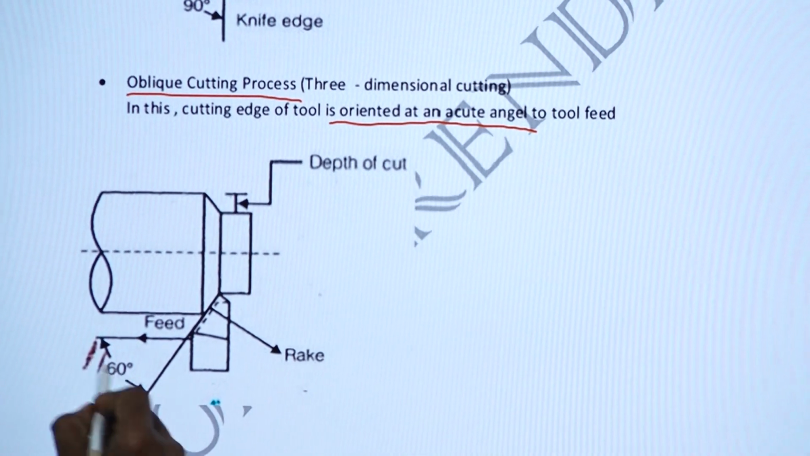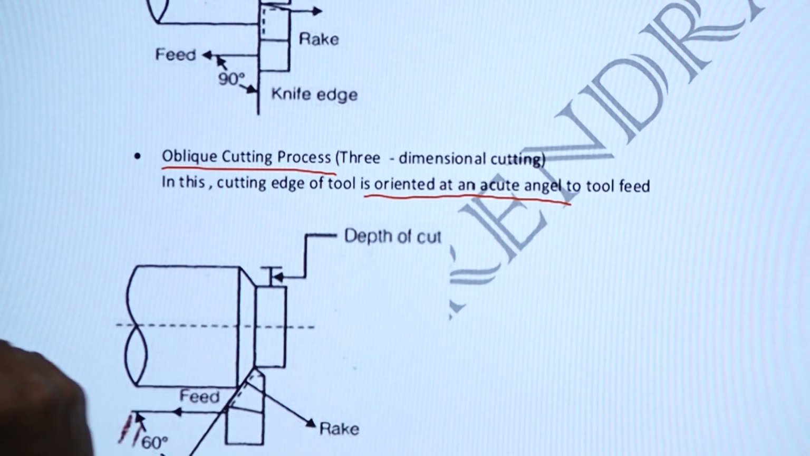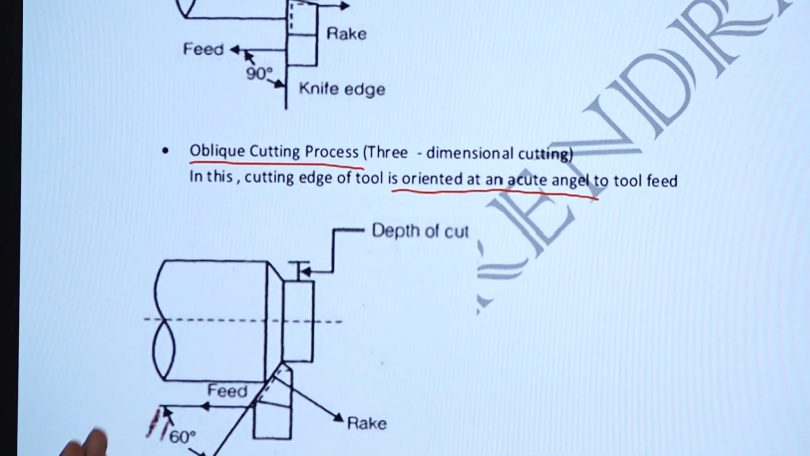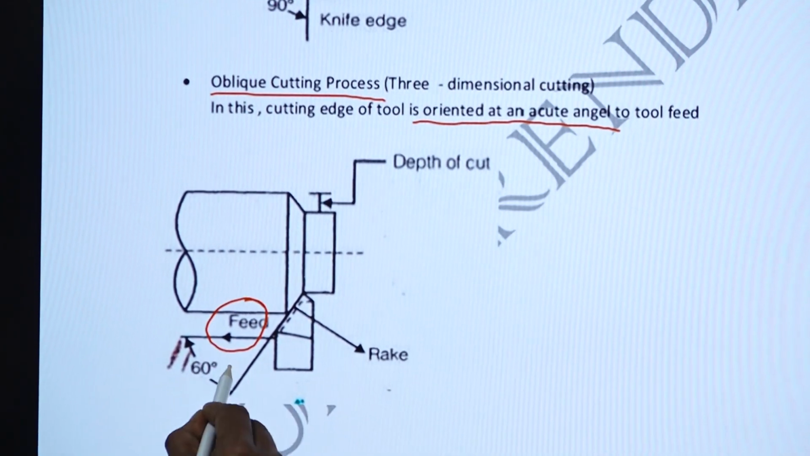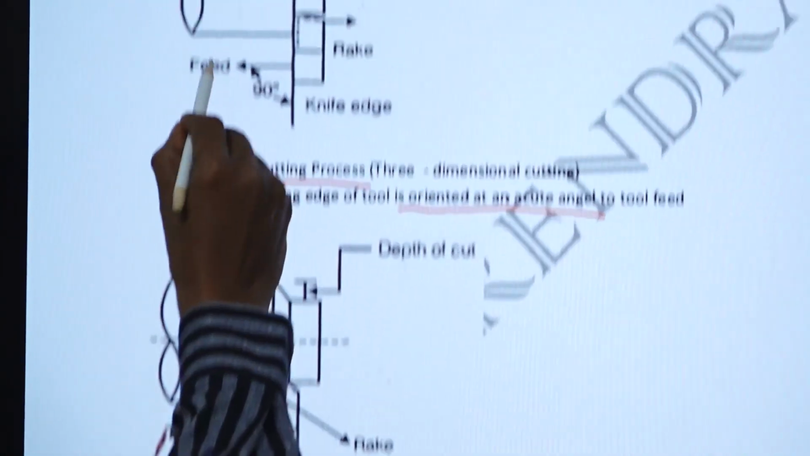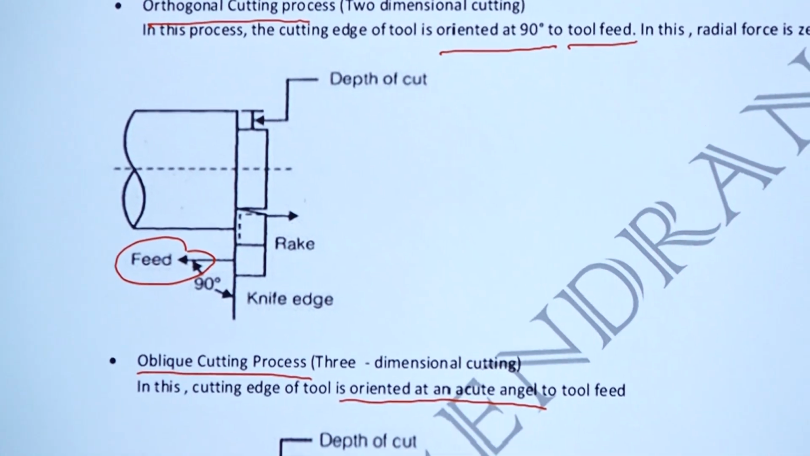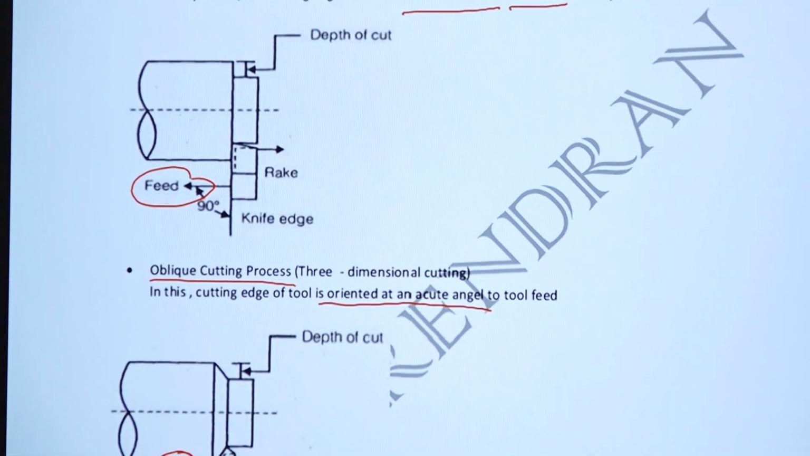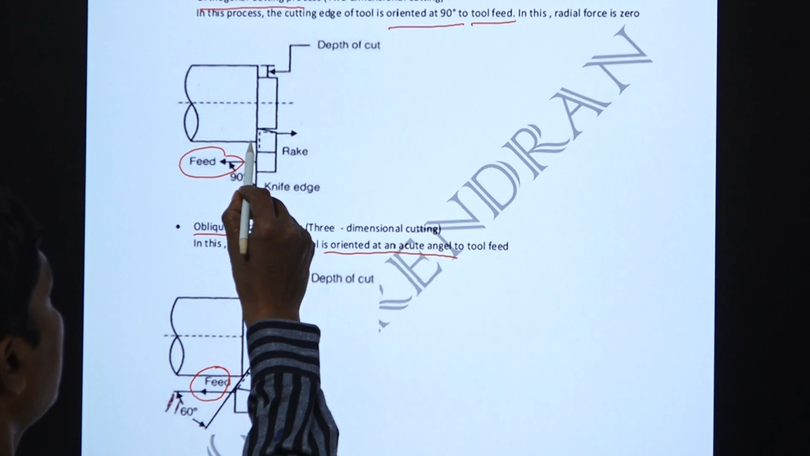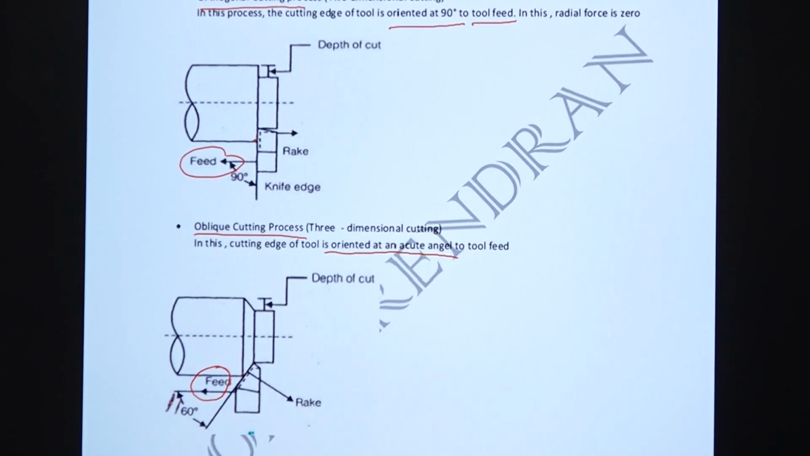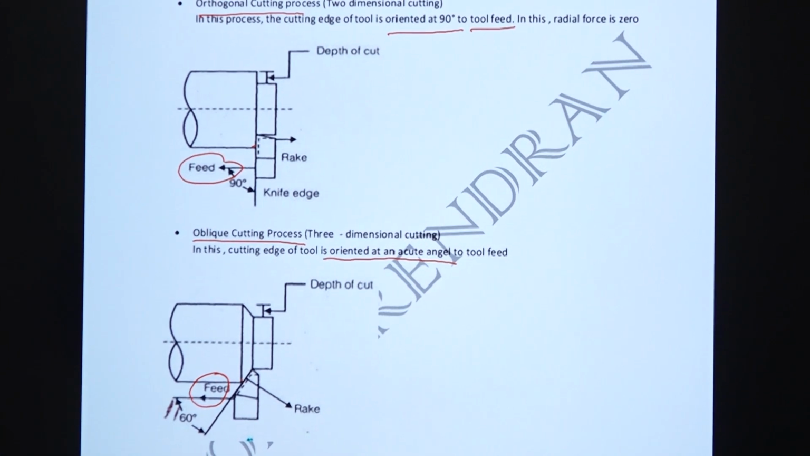You can see the diagram. Here the cutting edge is at 90 degrees, and here the cutting edge is at 60 degrees. This is the feed direction. With respect to the feed direction it is 60 degrees here and 90 degrees there. This is a knife edge, and here the edge is inclined. That surface is the rake surface, the rake face. So we can easily observe the orthogonal cutting and oblique cutting.